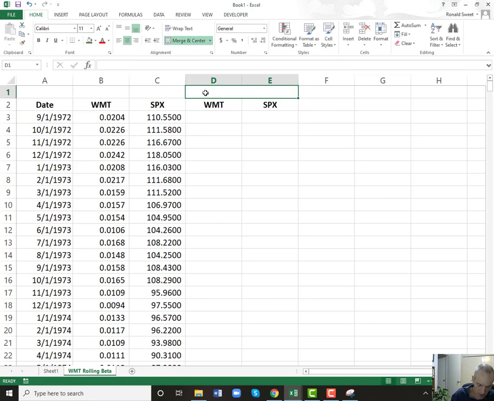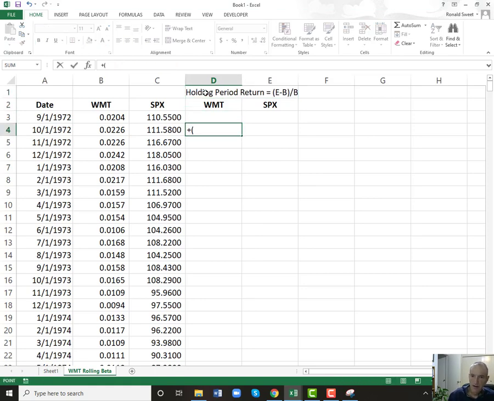We'll type holding period return. The formula for that is ending over beginning, or ending value minus beginning value divided by beginning value. So for Walmart, we take the ending value minus the beginning value divided by the beginning value. I'll put that formula over on the side just in case you weren't following me.